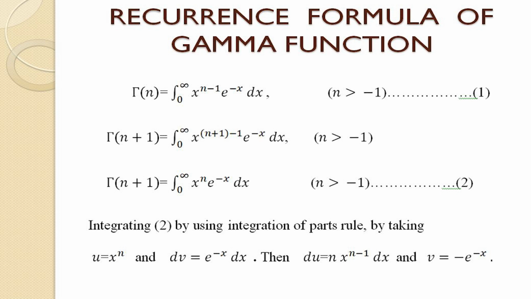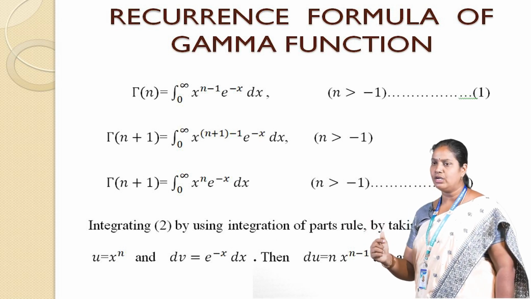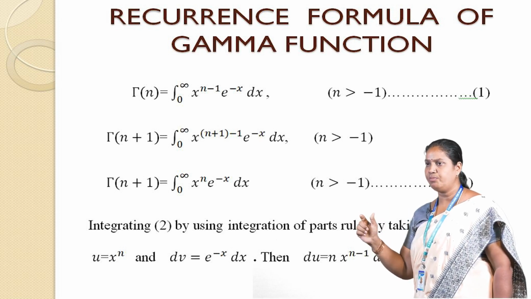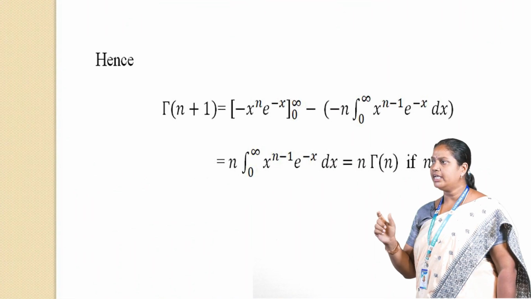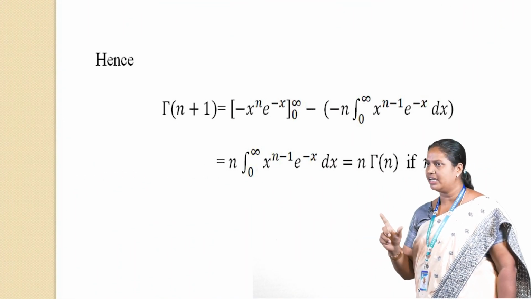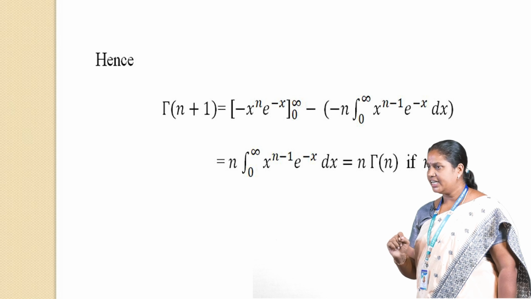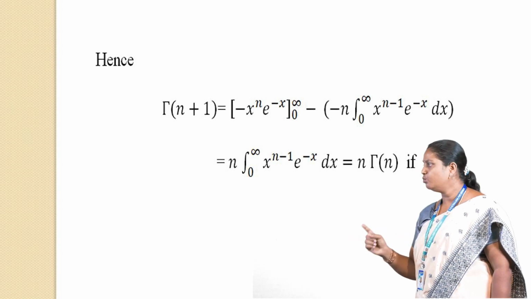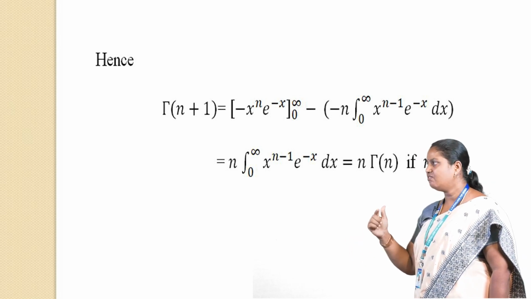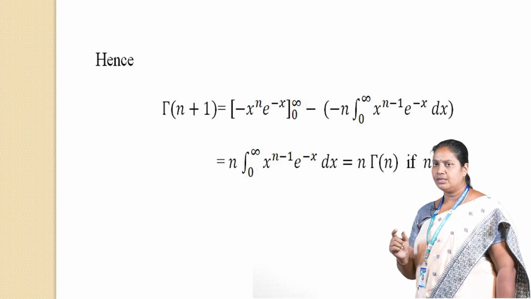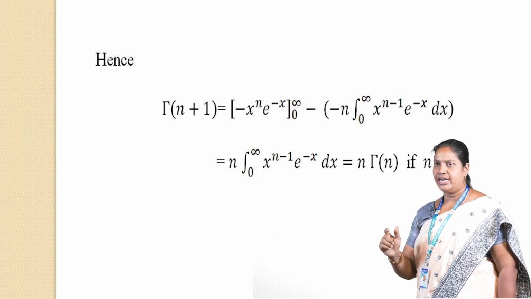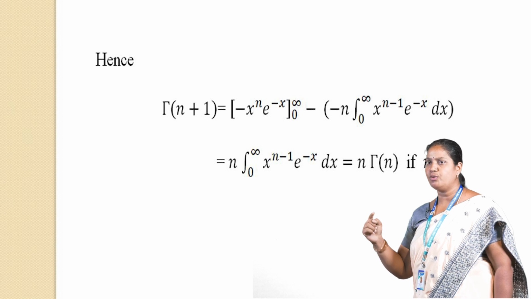So if we integrate dv on both sides, then we get v equal to, we know that the integration of e^(-x) is minus e^(-x). So therefore v is equal to minus e^(-x). Now we will use the integration by parts rule. It is that integral u dv is equal to uv minus integral v du. So here u is x^n, v is minus e^(-x).